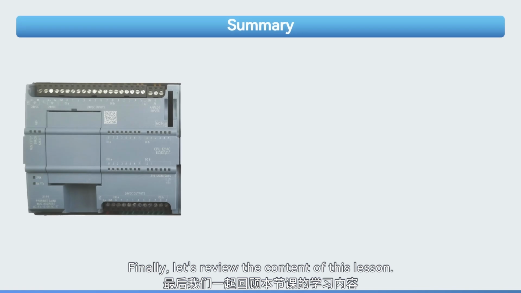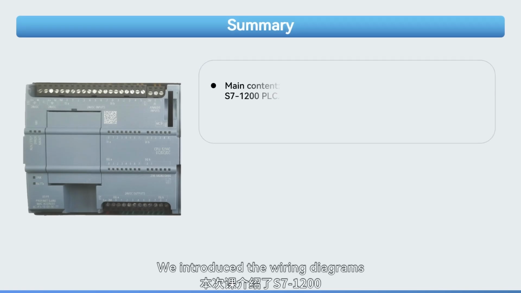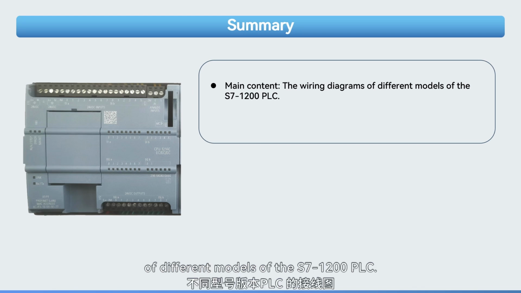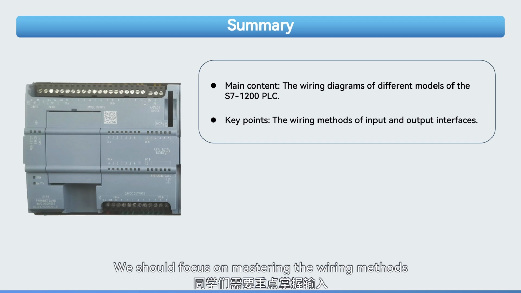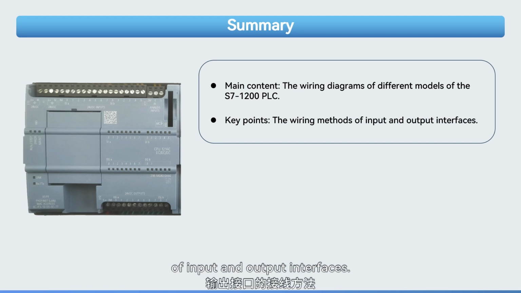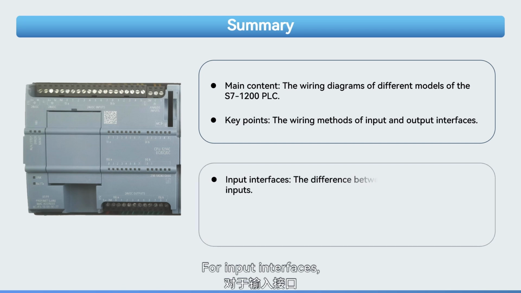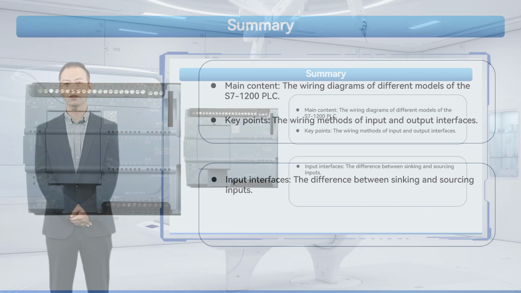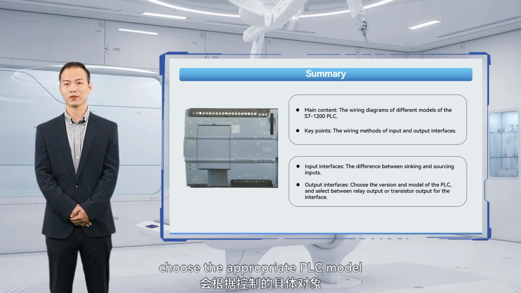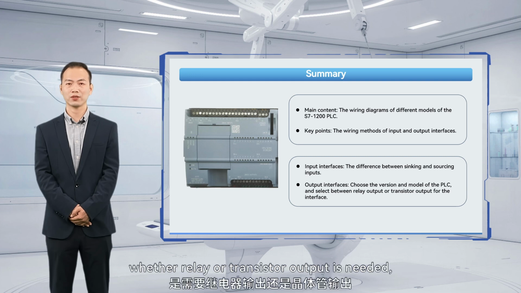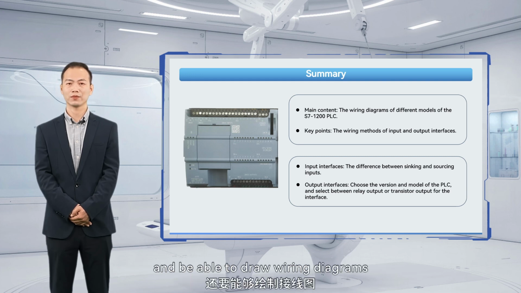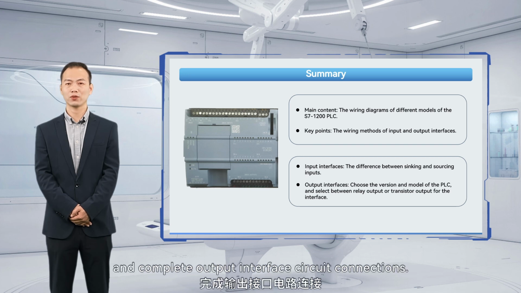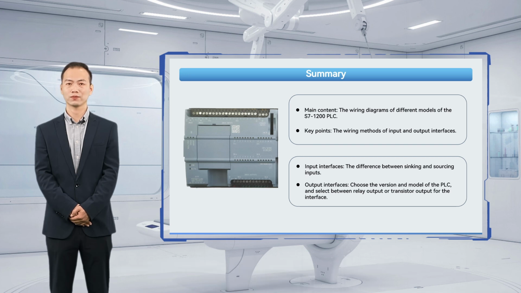Finally, let's review the content of this lesson. We introduced the wiring diagrams of different models of the S7-1200 PLC. We should focus on mastering the wiring methods of input and output interfaces. For input interfaces, distinguish between sinking and sourcing inputs. For output interfaces, choose the appropriate PLC model based on the controlled object, whether relay or transistor output is needed, and be able to draw wiring diagrams and complete output interface circuit connections.